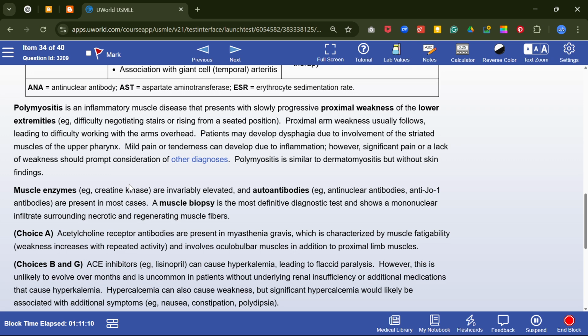Autoantibodies, antinuclear antibody and anti-Jo1 antibody, are present in most cases. A muscle biopsy is the most definitive diagnostic test and shows a mononuclear infiltrate surrounding necrotic and regenerating muscle fibers.